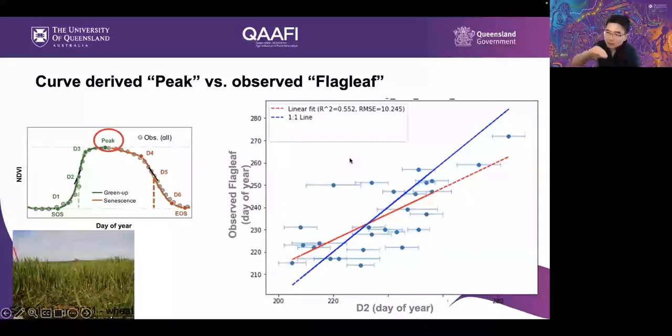And given that this flag leaf stage in wheat and barley is very important for crop management decisions, such as the timing of fungicide application, for example, the data shown here provide some valuable insights into the applicability of NDVI-based monitoring for precision agriculture practices.